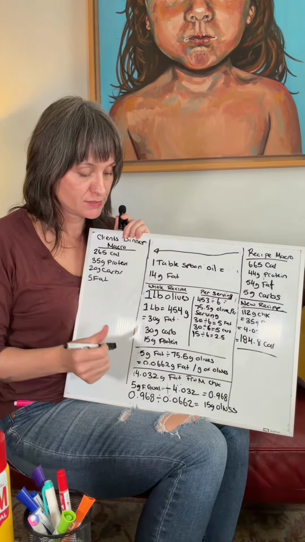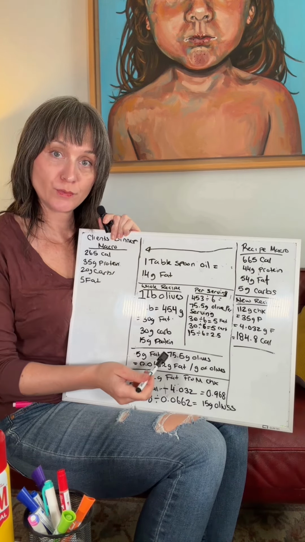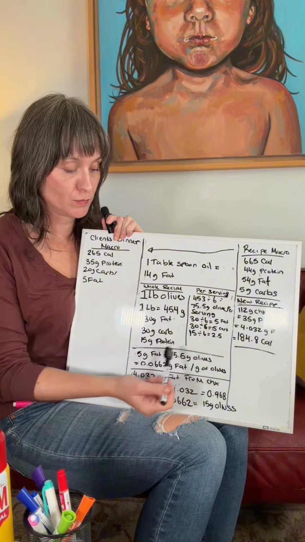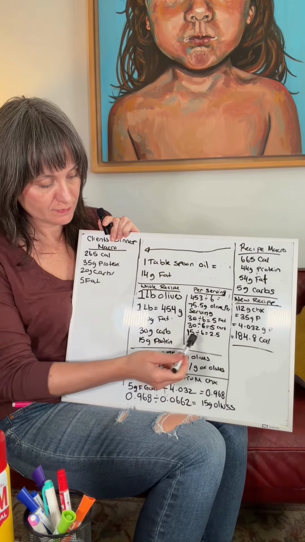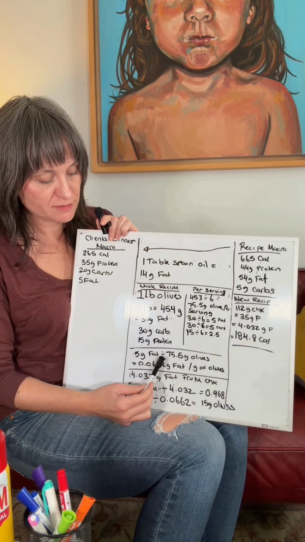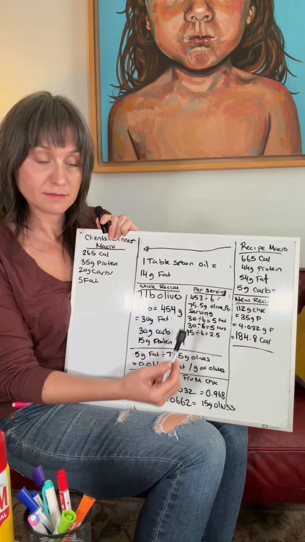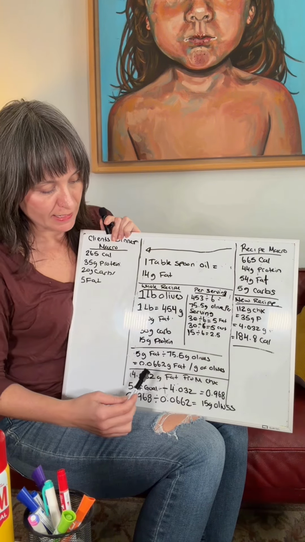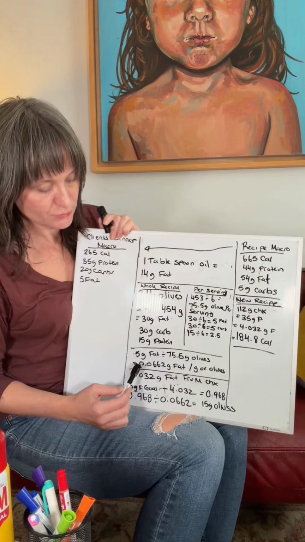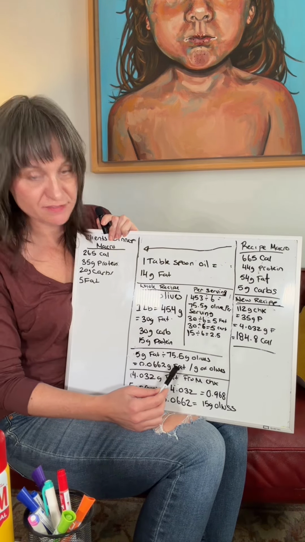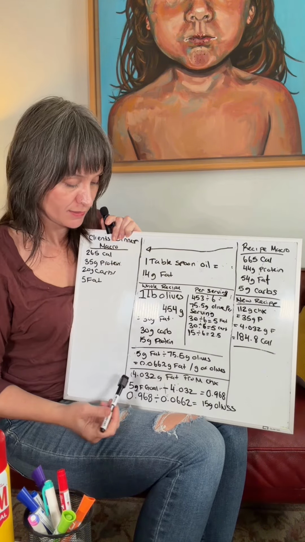So the next thing we're going to do is figure out how much fat per gram of olives we will have. So we are going to take 5 grams of fat, that's from over here, and we're going to divide that by 75.5 grams of olives because that's the per serving amount on the original recipe. And that is going to give us 0.062 grams of fat per gram of olives. So we're breaking it down into the smallest common denominator here.